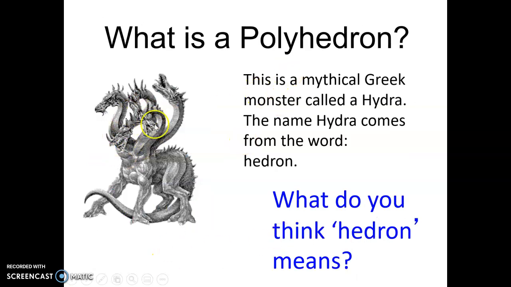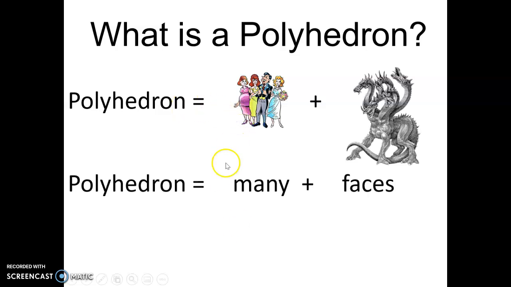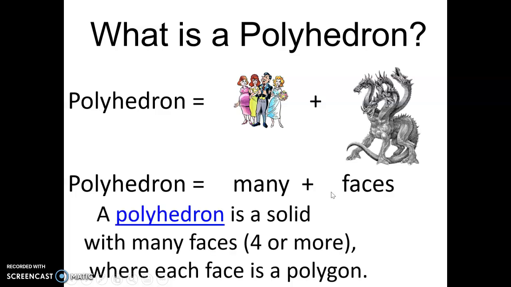This is a mythical Greek monster called a hydra. The name hydra comes from the word hedron. What do you think hedron means? So let's put it together now. Polyhedron, made up of poly, which means many, and hedron, which actually means face. So many faces. Polyhedron means many faces.